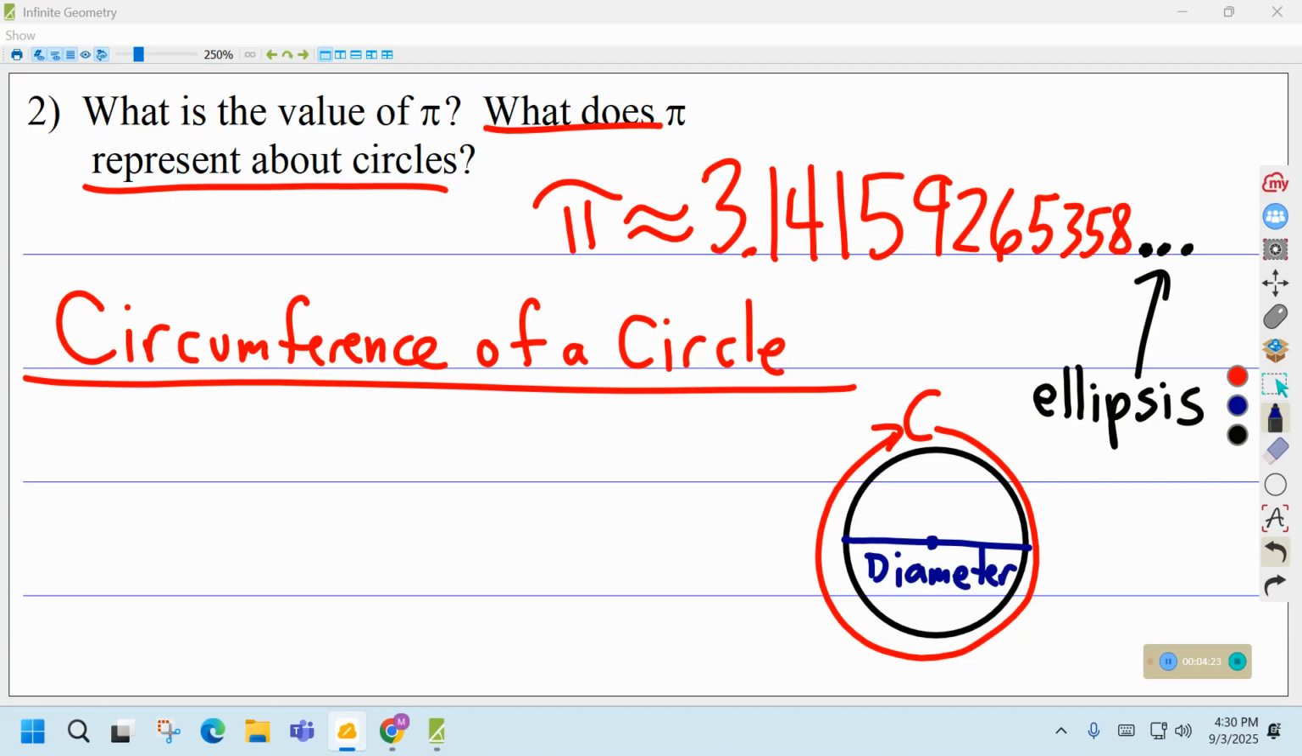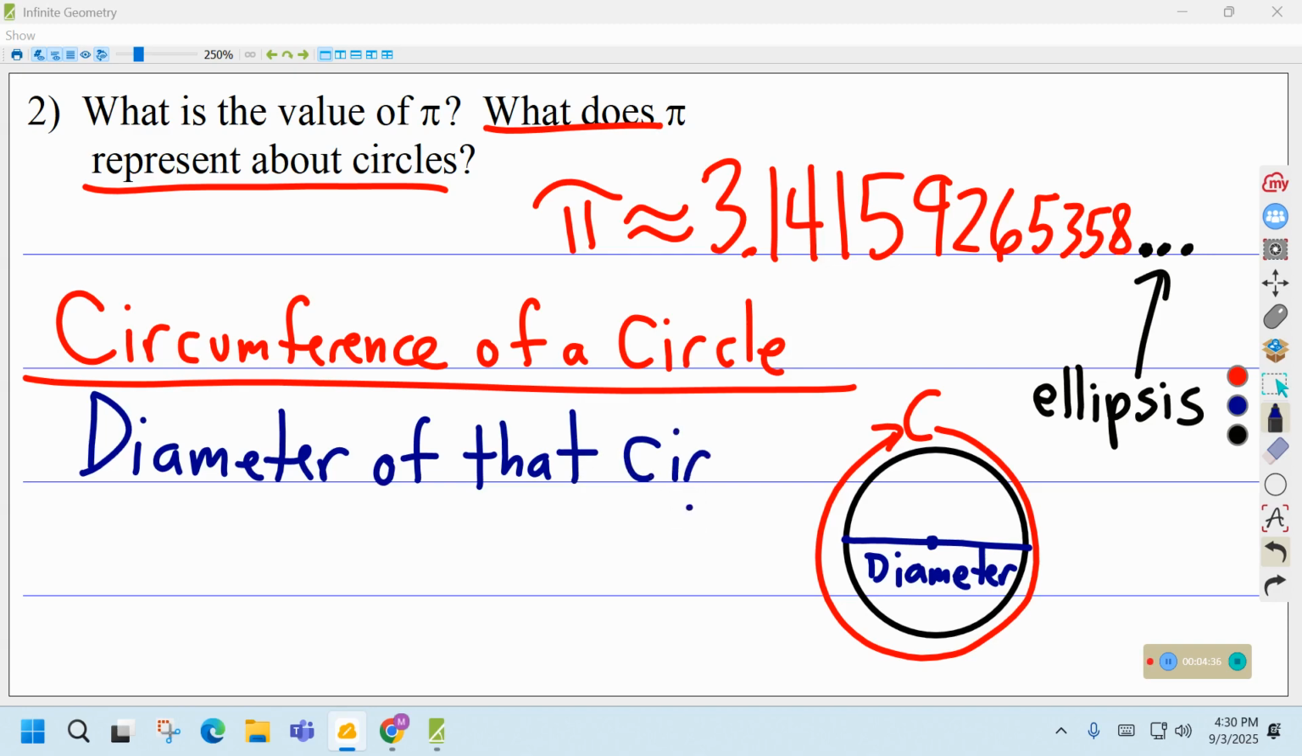If I divide those, then guess what number we always get, no matter how big or small the circle is? We always get pi. So the circumference divided by the diameter of that same circle will always give us pi. So I'm going to erase this right now and just make sure you guys can put equals pi.